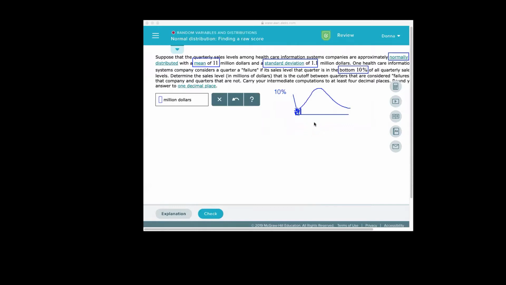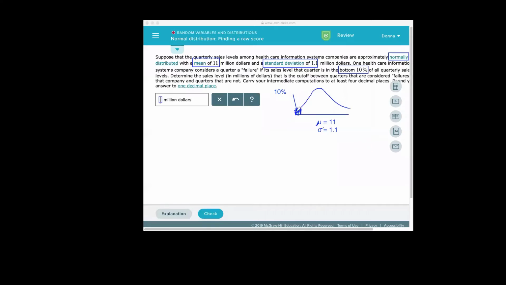And we have a mean of 11 and a standard deviation equal to 1.1. Let's use our annotation tool to fix our mean there. So that's our mean, and that is our standard deviation. All right, so let's first find the z-score that corresponds to 10% on that left-hand side.